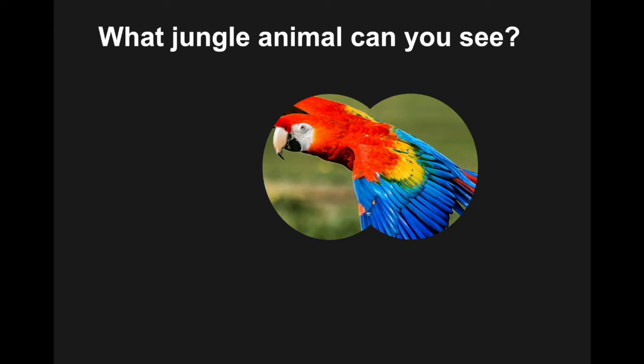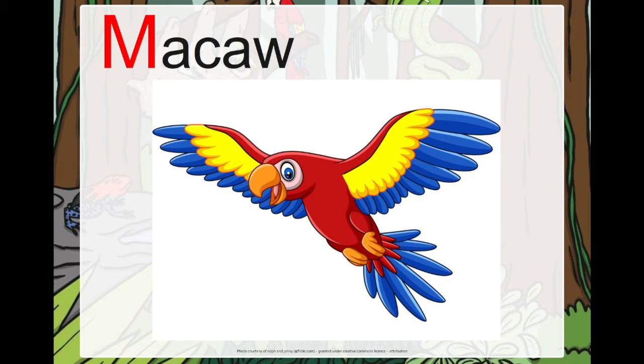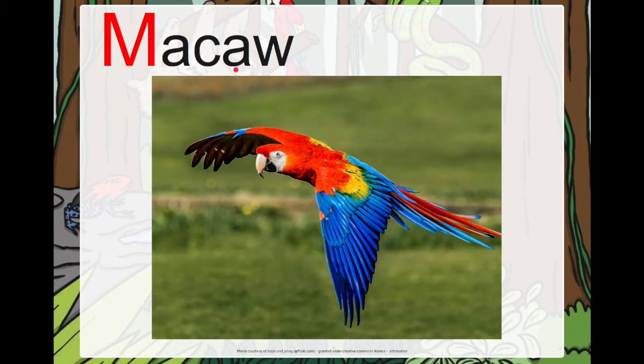What animal is this? A parrot? They're very similar. So this is called a macaw, and you can find it in the rainforest in South America. And they have very, very colorful feathers, and macaw starts with an M. So, macaw. Look at that, they look so beautiful when they're flying.